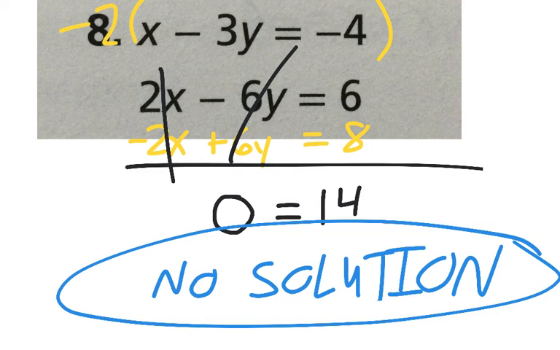What happens if your variables eliminate and you're left with a true math statement? Then it's infinitely many solutions. Let's see if I can find one of those.